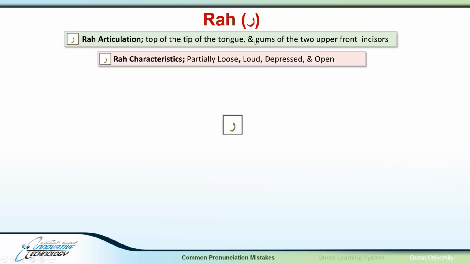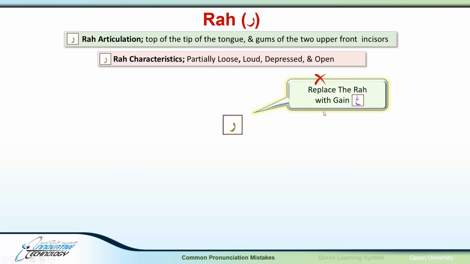We'll proceed now with the common mistakes of the ra, and the first one is replacing the ra with a ghain. Ar-Rahman Ar-Rahim. Gha instead of Ar-Rahman. Gha instead of Ar-Rahim. That is wrong, and the proper way of pronouncing it is Ar-Rahman Ar-Rahim. We need to avoid replacing the ra with a ghain.